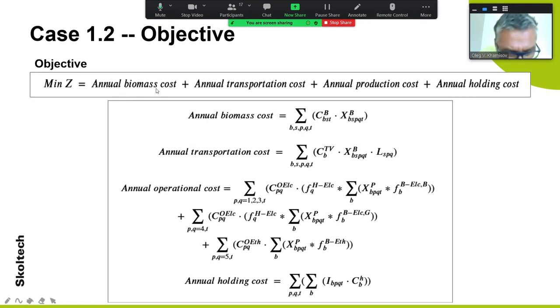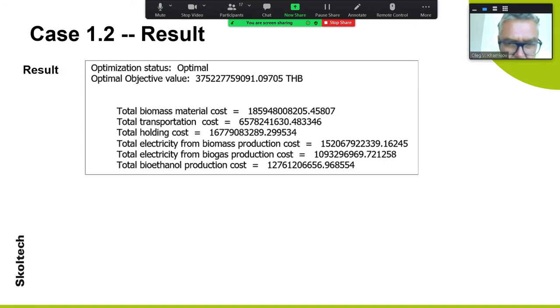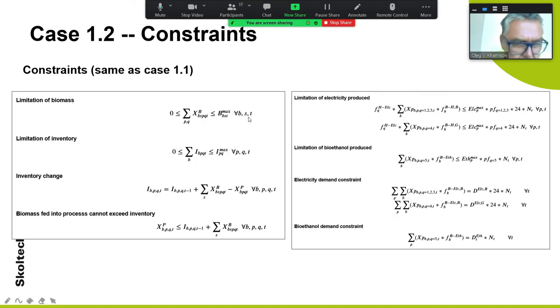So the model is to minimize the total cost, which consists of biomass cost, the transportation cost, production cost, and holding cost. Each of them is described on this one. Okay, here, and this constraint is the same as the previous one because we have to limit the biomass availability, and so on and so forth. Yes, and the result, as I already told you. Does this answer your question?